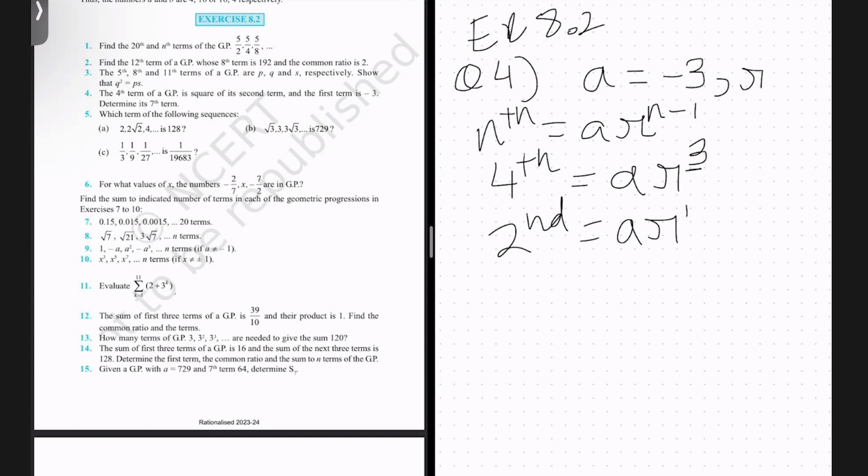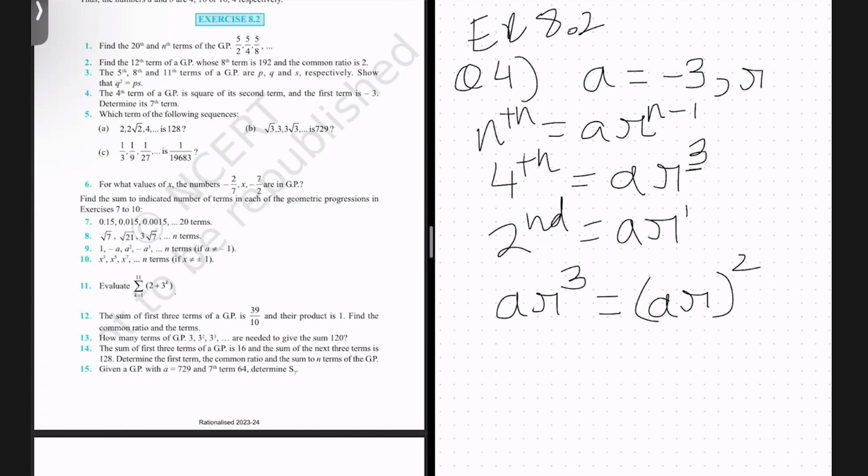We have been given that the fourth term of the GP is square of its second term. So when we square this second term, we are going to arrive at the fourth term, right? So that is what we are going to do. We are going to square this up and see what we come at, right? So what we have here, the fourth term has been given to us as A r to the power 3. So A r to the power 3 is equal to A r the whole squared, correct? This is what I arrived at.